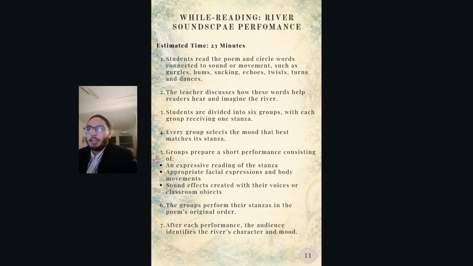Every group will be discussing how these words help readers hear and imagine, and at that moment they'll prepare a short performance consisting of a stanza with appropriate facial expressions and body movements.